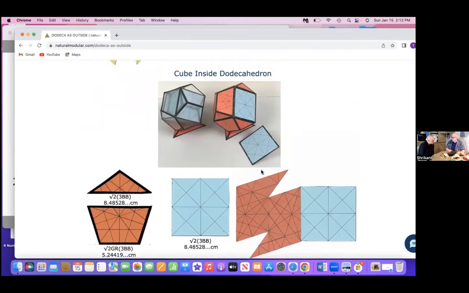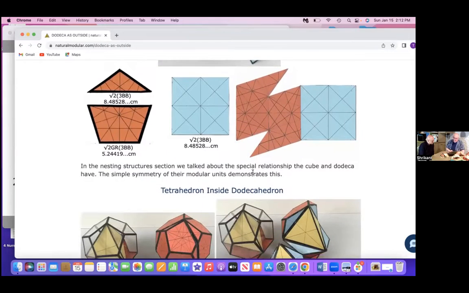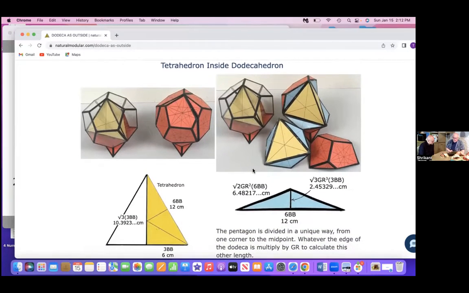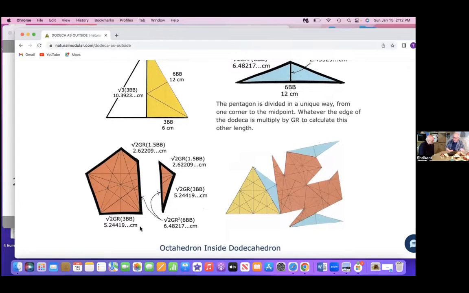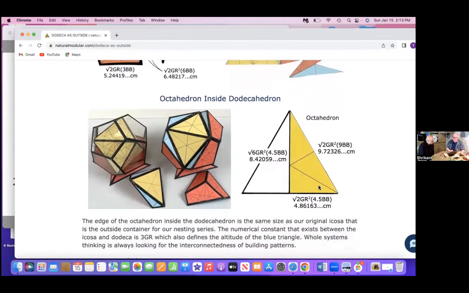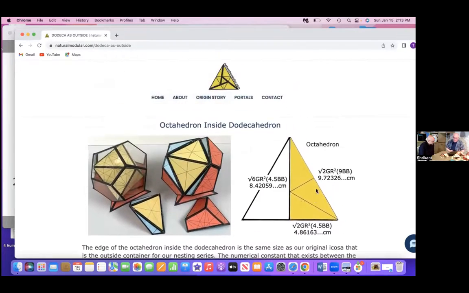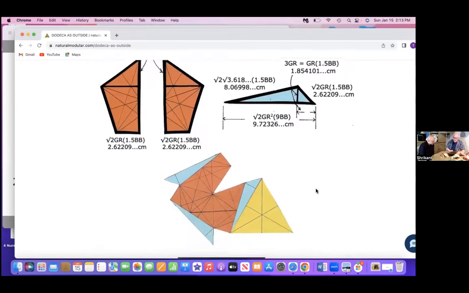Here's the beautiful cube inside the dodecahedron, and here's the layout. The tetrahedron, another beautiful one. I mean, this is such a nice little one, and what it does is it slices off the pentagon at a midpoint to an opposite corner. Wow. Just another, and then here's the layout. So this is all geared for you building this model and playing with it yourself. Here's the octahedron inside, another beautiful, very symmetrical one.